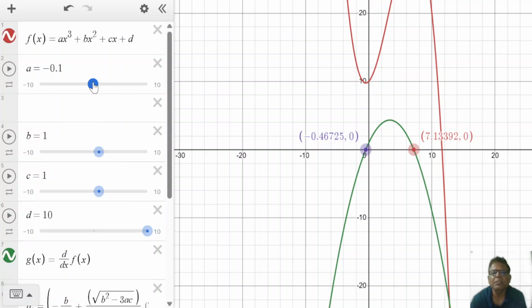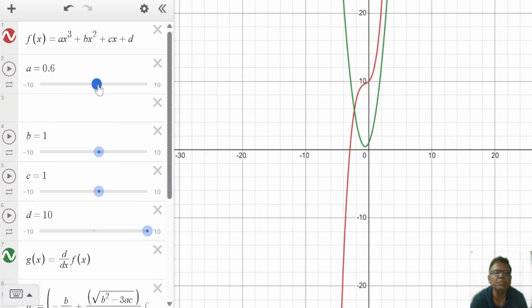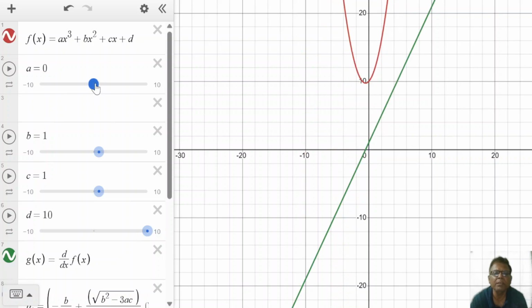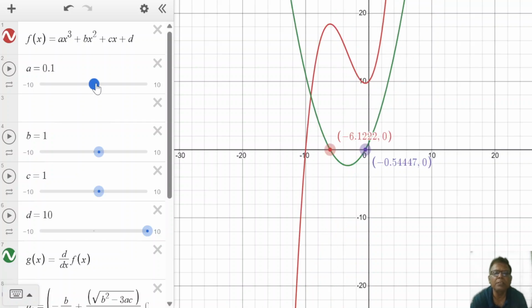If a is negative, the cubic equation starts from the positive y side, on the left, and ends at the negative y side. And if a is positive, then it starts from the negative y side and ends at the positive y side. So a has an effect.